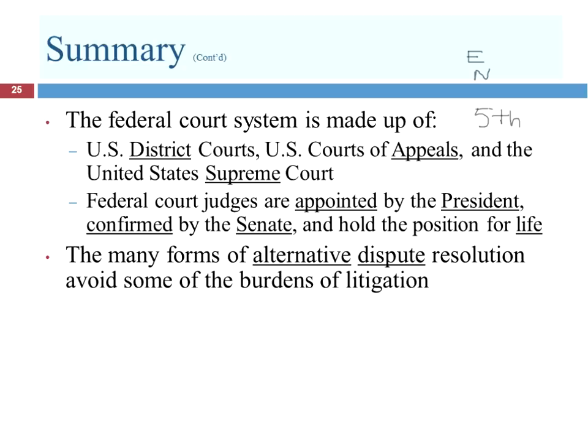Unlike the state system, federal court judges and also appellate court justices and U.S. Supreme Court justices are appointed by the President. They're confirmed by the Senate, and once they go into position, they are going to have it for as long as they want it, unless they die or they are impeached. Then we talked about the various forms of alternative dispute resolution, the most important being negotiation, mediation, and arbitration.